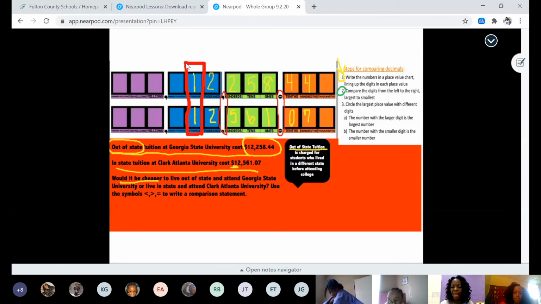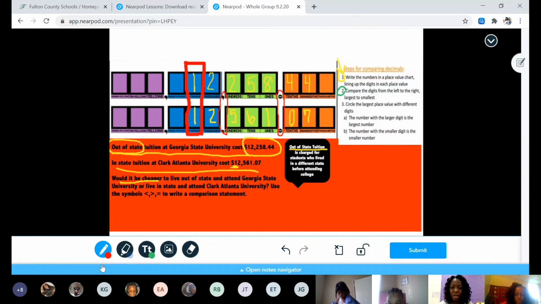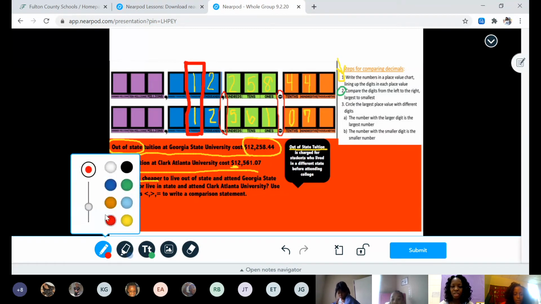As I'm comparing, I'm asking myself, is one greater than the other? Is one less than the other, or are they equal? In the first number, we have the digit 1. In the second number, we have the digit 1. So those 2 digits are equal. That means that we cannot compare in the 10,000s place, and we have to go to the next largest place value. So now we're going to move over to the thousands place.